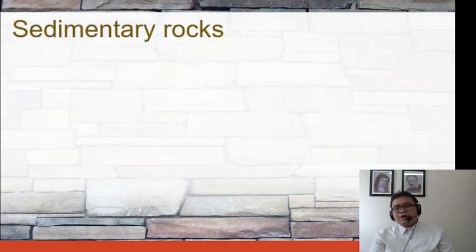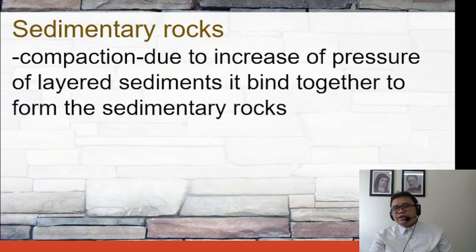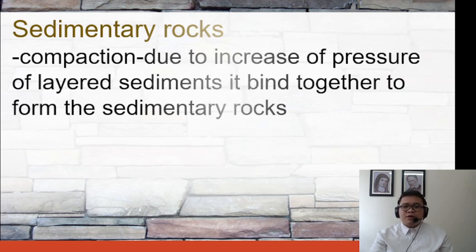Now, just like igneous rocks, we can also classify sedimentary rocks. To further define sedimentary rocks, these are the reasons why they are formed. We have a process called compaction. Due to the increase of pressure on layered sediments, they bind together to form sedimentary rocks. Later on, I'm going to show you a diagram of how sedimentary rocks are formed in the rock cycle.